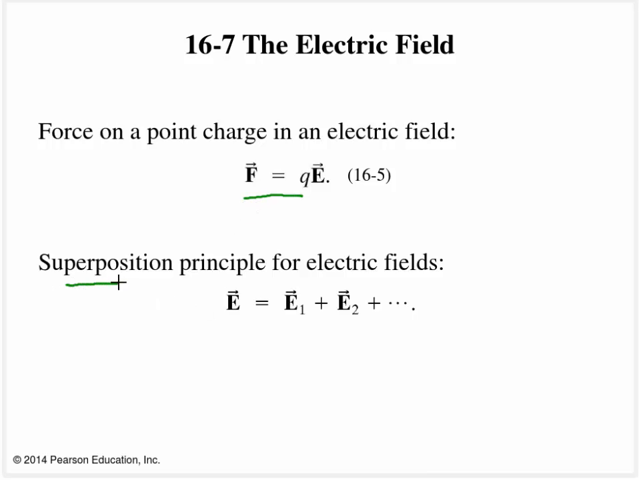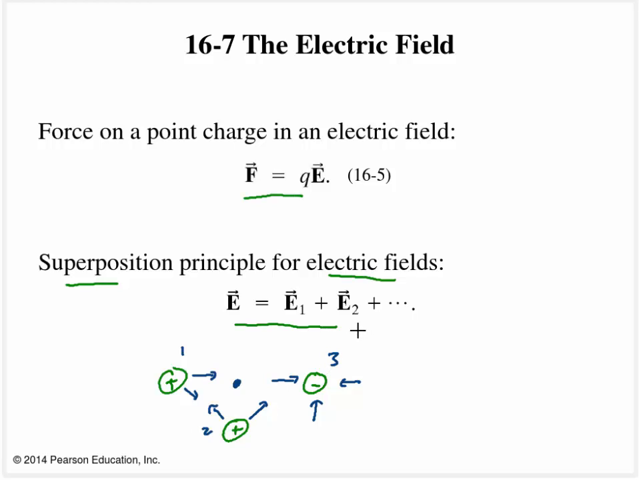I can use the same superposition principle for electric fields that I did with the forces. Suppose I've got some distribution of charges, like this. This one is going to have an electric field that always points away from it. This one is going to have electric fields that point in that direction right there. And this one is going to have electric fields that always point towards it. So I could pick some point right here and say that the electric field is the electric field from 1 plus the electric field from 2 plus the electric field from 3, again adding them as vectors as we did with the forces.